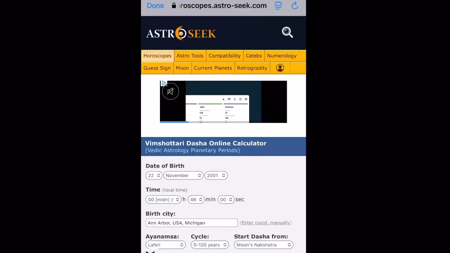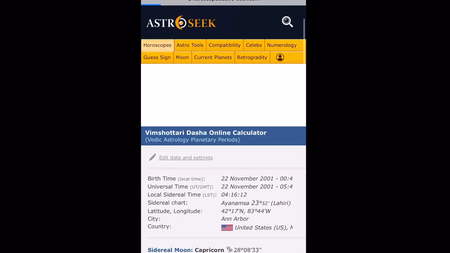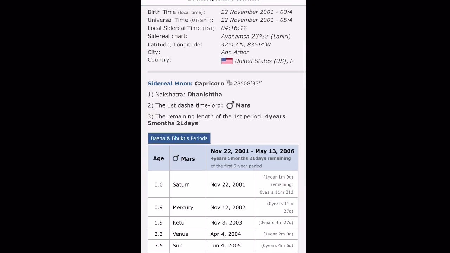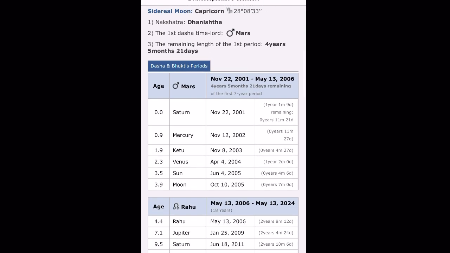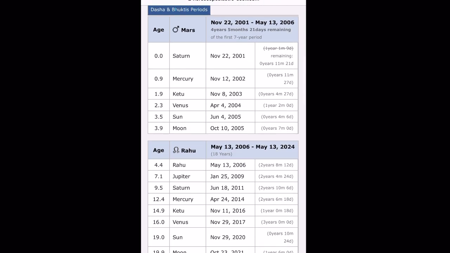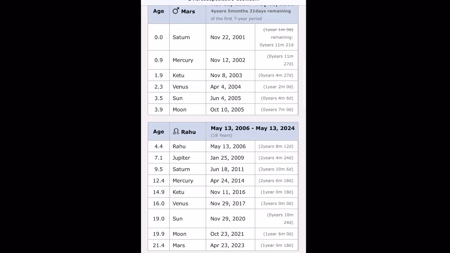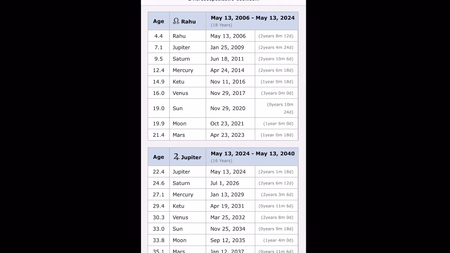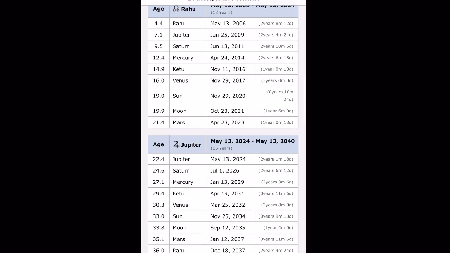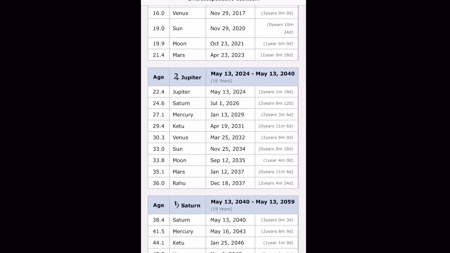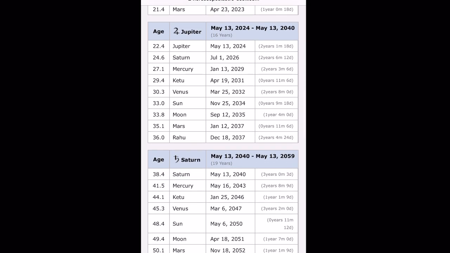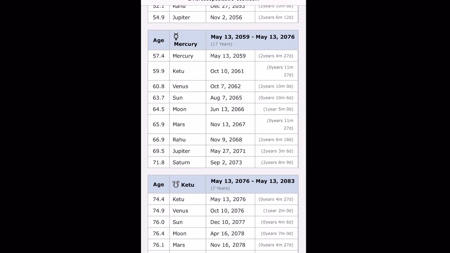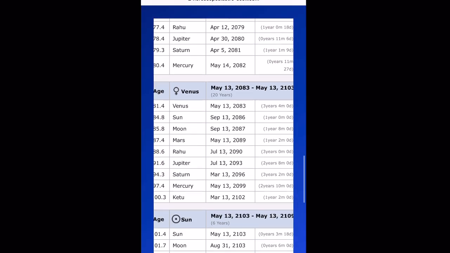This is their Vimshottari Dasha online calculator. You just enter in your birth info, and as you can see, there I am, 4 years, 5 months remaining of my Mars dasha period. Then we have the Rahu period from 2006 to 2024 for me. May 2024 is when I entered my Jupiter, so I'm in my Jupiter right now. Next, I will be in my Jupiter-Saturn, and then as you see, so on and so forth.